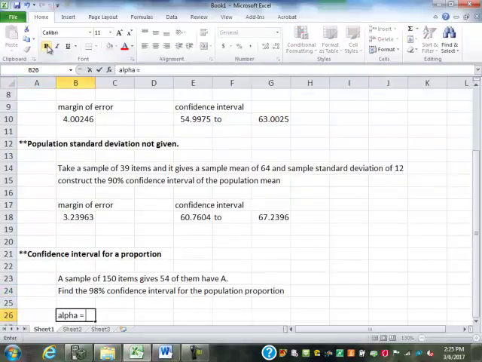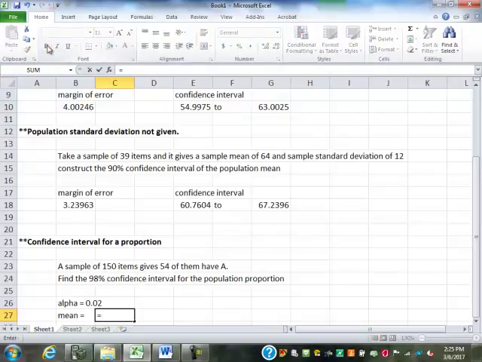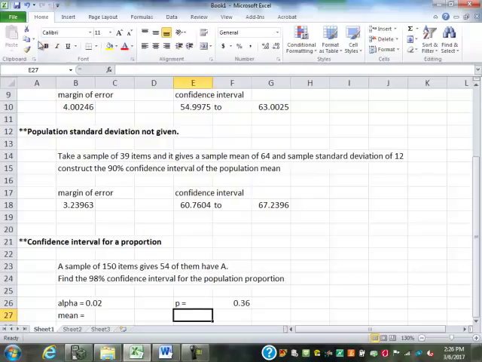First of all, alpha is going to be 0.02 because it's 1 minus the 98%. We need to find the mean, and the mean is going to be equal to n times p. So I guess before we can do the mean, we have to find p. And it's actually p hat because we're using an estimate from the population. That's going to equal the 54, which is the number that had that characteristic, divided by the 150 total. So we got a p hat of 0.36. The mean doesn't matter really. It's just the 0.36 times the 150, which is 54.